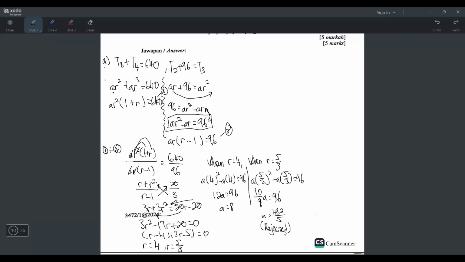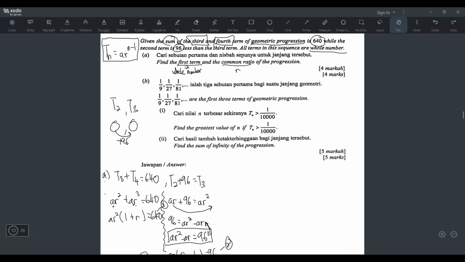So this is the answer. Let me press again because I'm afraid I pressed wrongly. Minus 5 over 3, 10 over 9 A, so 96 divided by answer. Yeah, I think it's correct. So now I already know my A and R. So that's my answer. My A, the first term, is 8, and my R is 4. And the question asked for A and R, first term and common ratio. So yeah, that's the answer.